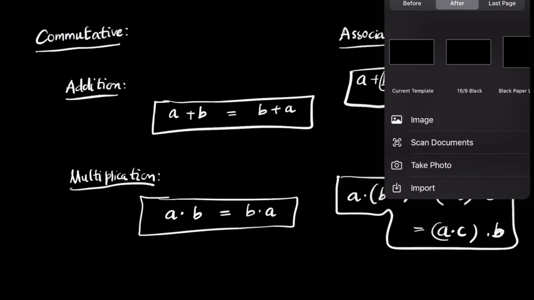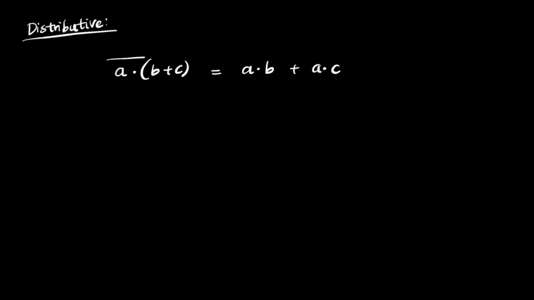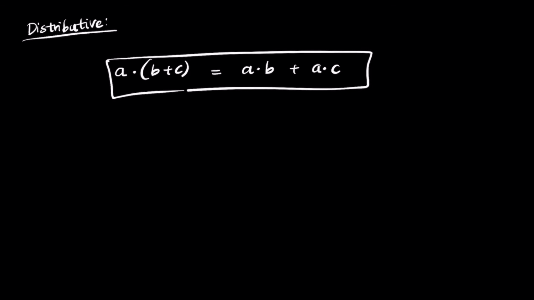Next, let's discuss the distributive property. So what is the distributive property? It basically states that the product of a factor times a sum is the sum of the factor times each of the individual terms. What does that mean? When you multiply a with b plus c, it's similar to multiplying a with each of the individual elements inside. So this is the distributive property.